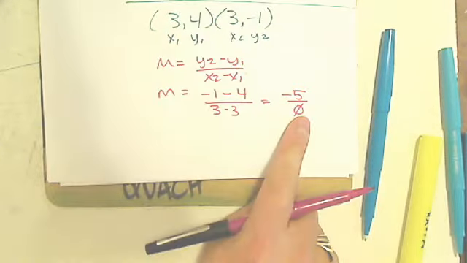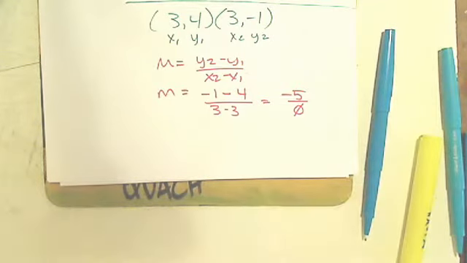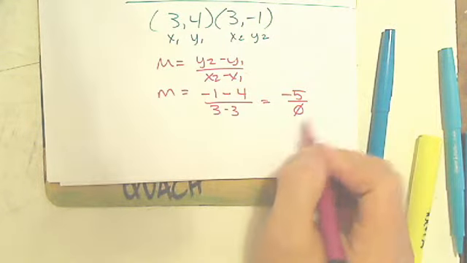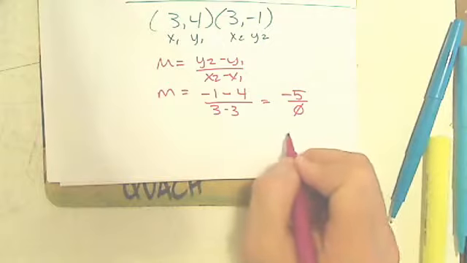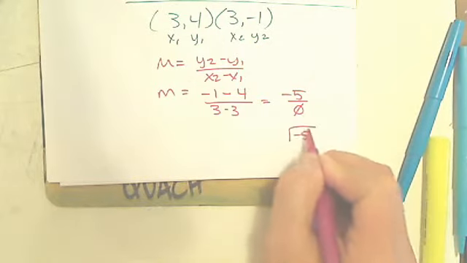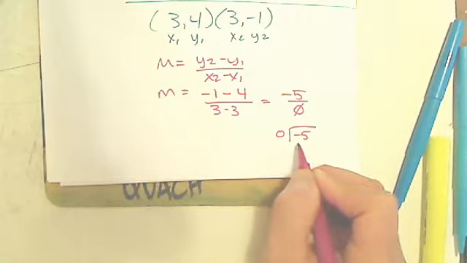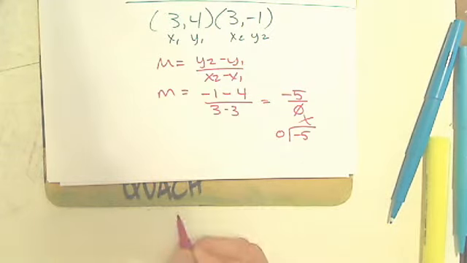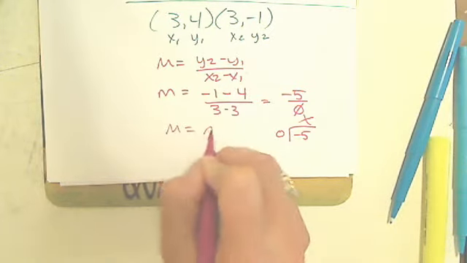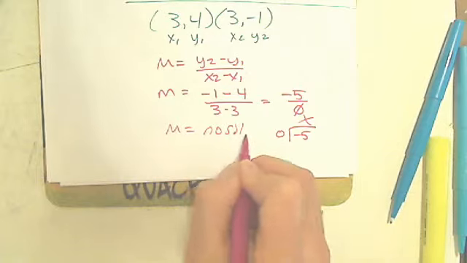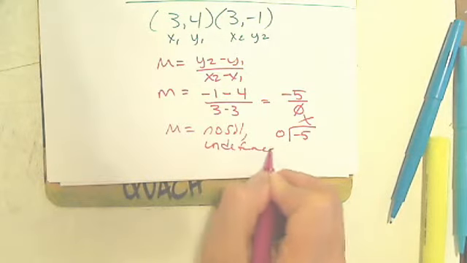Now, I saw a lot of, okay, this is correct, right? But let's talk about it even more. The reason why this is no solution is because if you think about it, if you divide, negative 5 on top, 0 on the bottom, nothing times 0 will give you 5. So it's going to be no solution, or undefined.